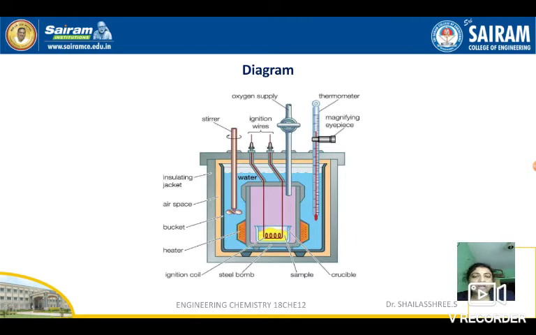This is the neat labeled diagram of the bomb calorimeter. It consists of a platinum crucible with ignition wires. This setup is completely closed with a stainless steel bomb, which also has an oxygen valve for the supply of oxygen. This setup is completely covered with a calorimeter made of copper. In the copper calorimeter, we take a known quantity of water, which also contains a stirrer to spread the heat constantly, and a thermometer to measure the initial and final temperature of the water.